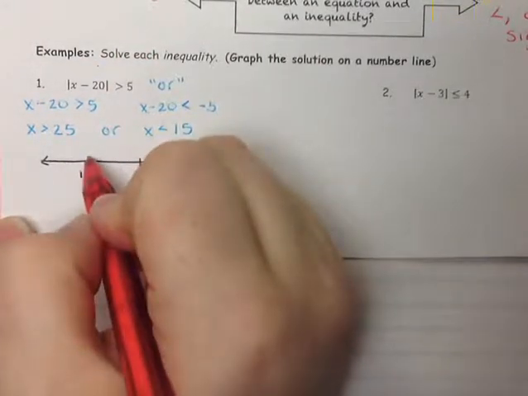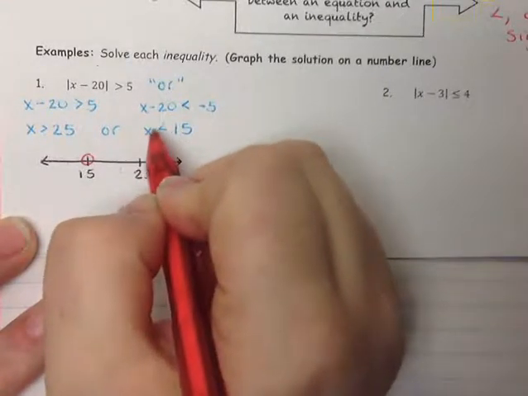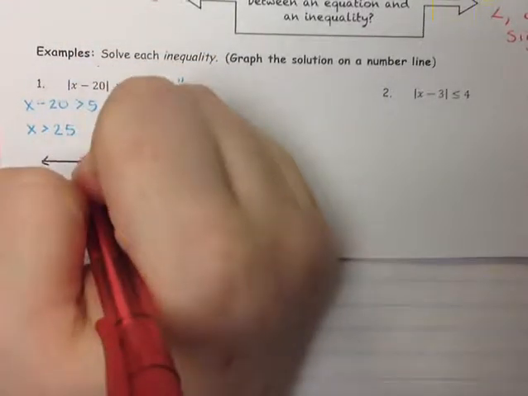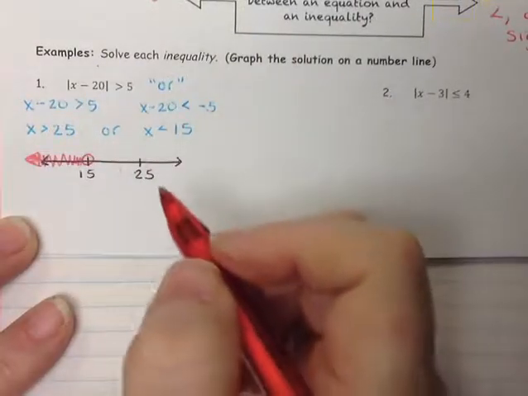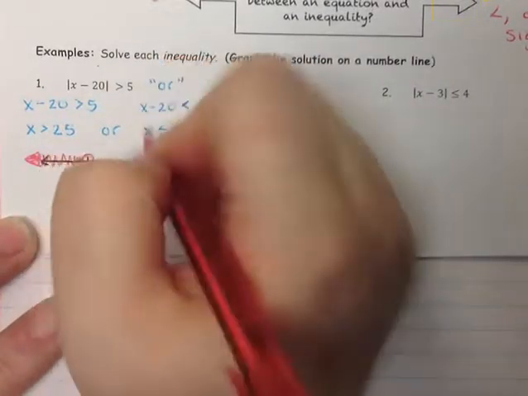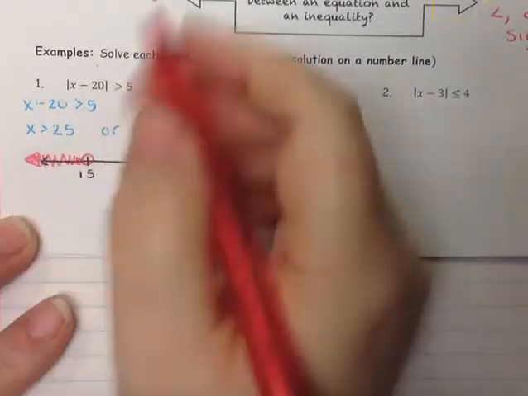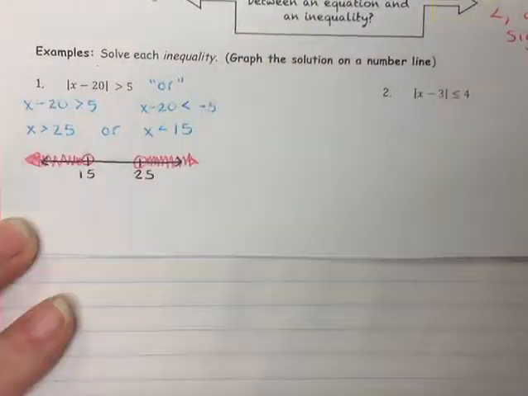It is going to be open at 15, and we want all the numbers that are smaller than 15 because it says less than. Smaller than 15 will go to the left. So we can shade this. Put an arrow on there to keep it going. At the 25, it should also be open, but we want all the numbers that are greater than 25, so it's going to go towards the right. Put an arrow on there.